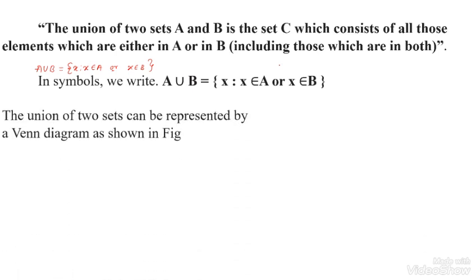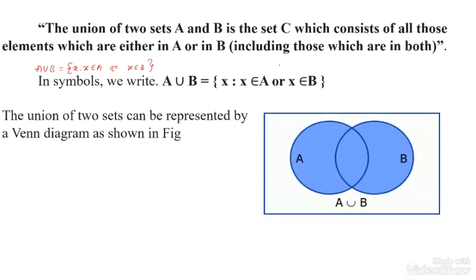The union of two sets can be represented by the Venn diagram. Okay. Here, this is the representation of the Venn diagram. A be a set and B be a set. The common elements will be present in both the sets. I will write: the shaded region shows the union of sets. The shaded portion in the figure represents A union B. This is the representation of A union B.